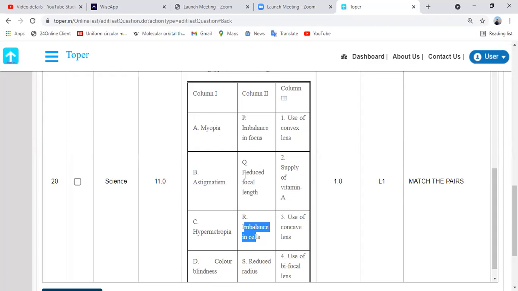Myopia is also called nearsightedness. We can see nearby objects clearly, but not further objects. If a further object is there, the image will form in front of the retina, so focal length will reduce. So AQ, and it can be corrected by using concave lens. So AQ3. We can check AQ3 and DR2.